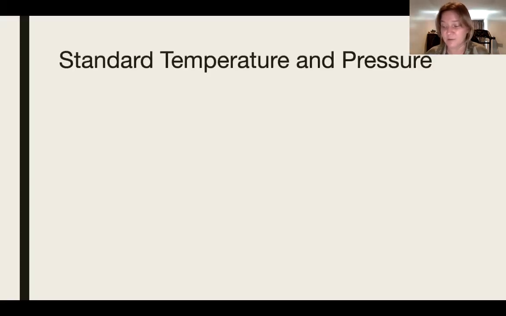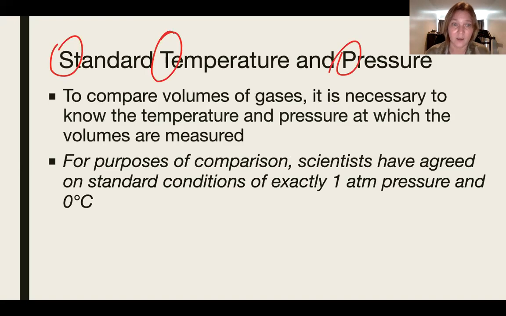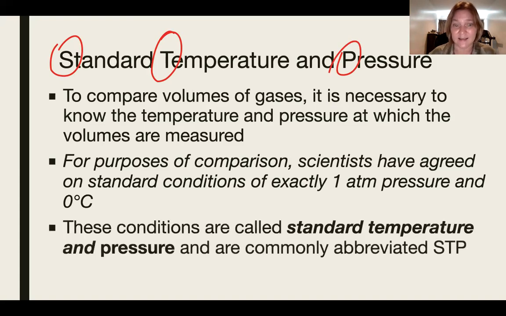Now, one thing that we do have to remember when we start doing gas laws is something called STP, which is standard temperature and pressure. For purposes of comparison, scientists have agreed on standard conditions, and the standard temperature and pressure is 1 atm and 0 degrees C. So if in any problem that I give you I stipulate STP, that should automatically tell you what the temperature and the pressure is immediately: 1 atm, 0 degrees C.